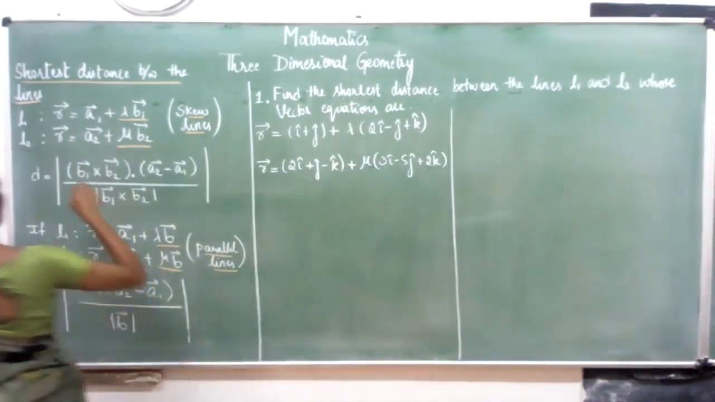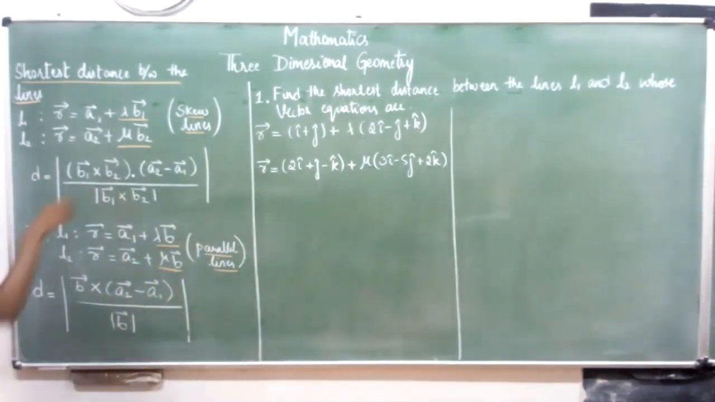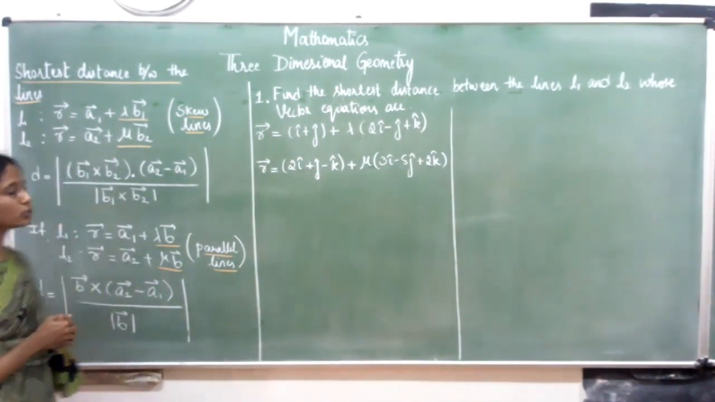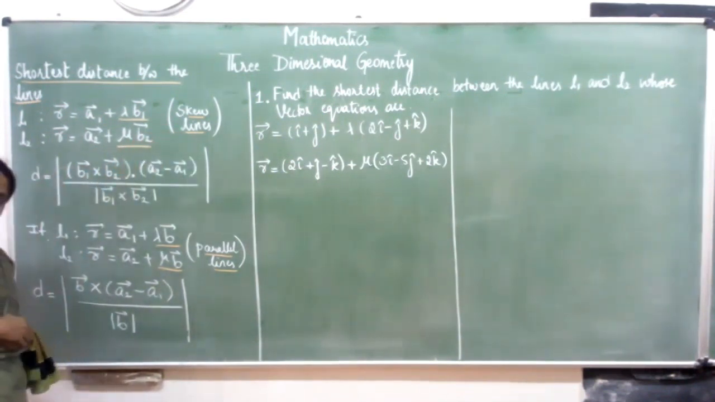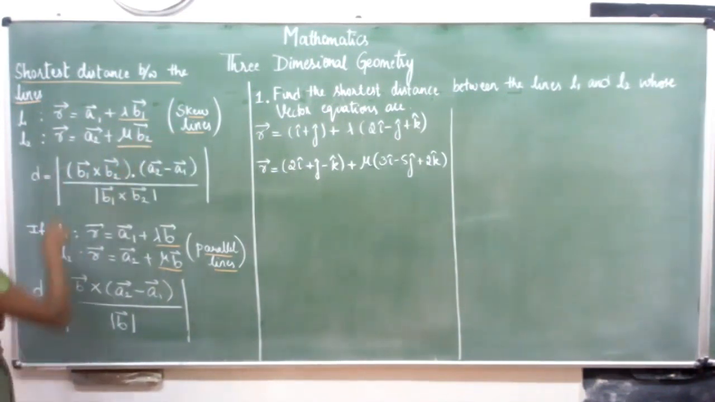We have derived that the shortest distance between skew lines, where the equations of the lines L1 and L2 are vector r equals vector a1 plus lambda times vector b1 and vector r equals vector a2 plus mu times b2, is given by the modulus of vector b1 cross vector b2 dot vector a2 minus vector a1, whole divided by the magnitude of vector b1 cross vector b2.